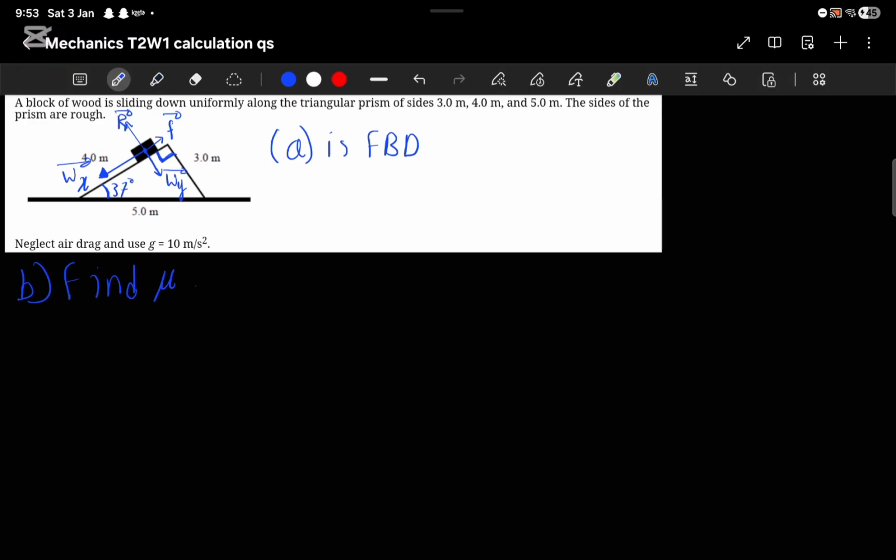So to find mu, it's actually not that hard, but you need to focus a bit. Now, how do we start? I want to first say F is equal to mu R, or mu N in this case, because they chose to represent the normal reaction with N. Okay, now I can say sigma Fx is equal to 0. Now, why am I saying 0? Remember, sliding down uniformly. This is a very important keyword. What does that mean? Sliding uniformly.